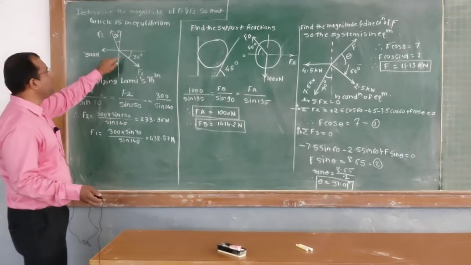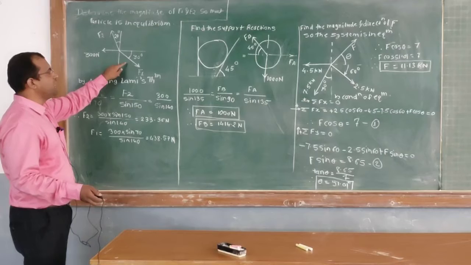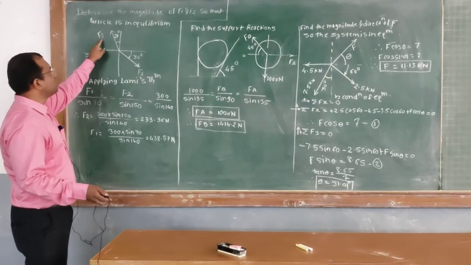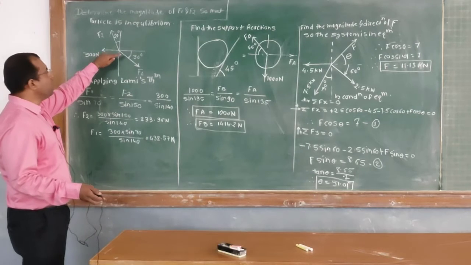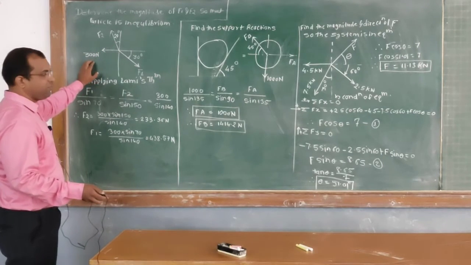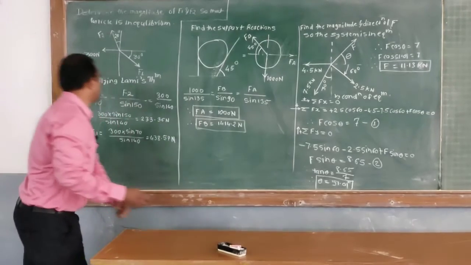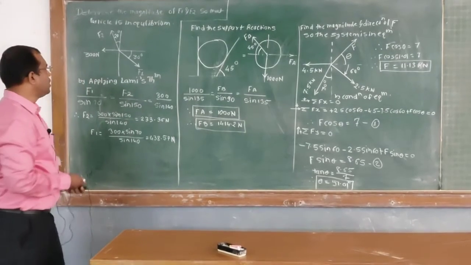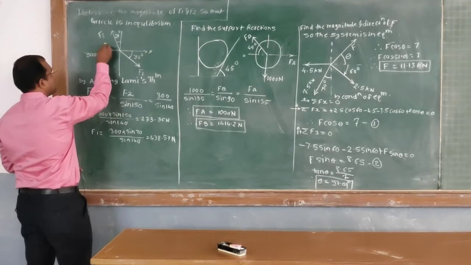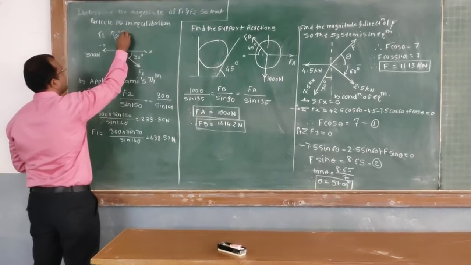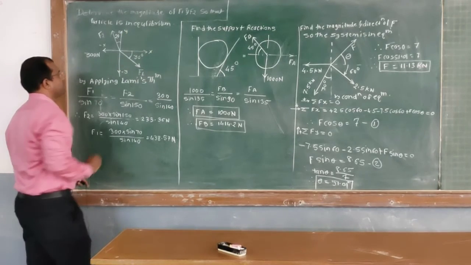In this problem the force F1 is given in the fourth quadrant, which makes an angle of 30 degrees with respect to horizontal. Force F2 is given which makes an angle of 20 degrees with respect to vertical in counterclockwise sense, and the force 300 Newton is given horizontally towards the left. Let's say this is the positive x direction, this is my negative x direction, this is positive y direction, and this is my negative y direction.